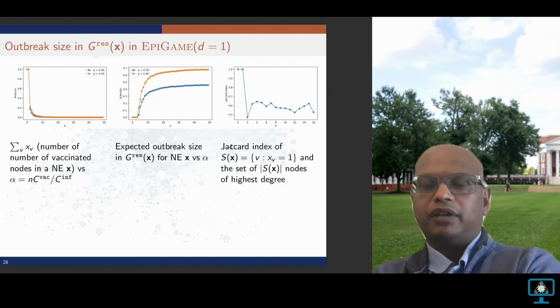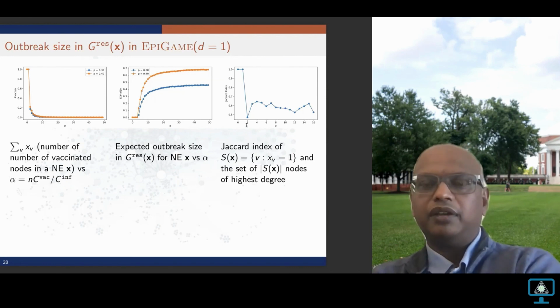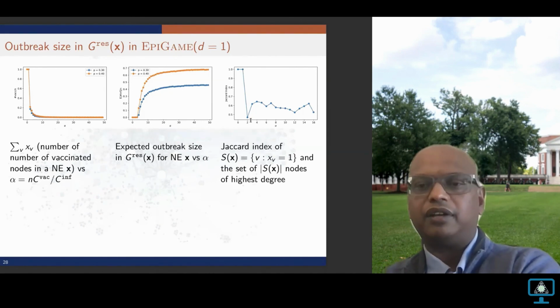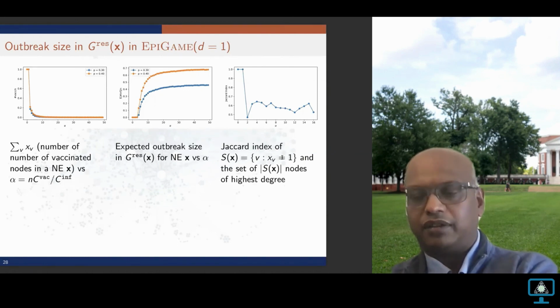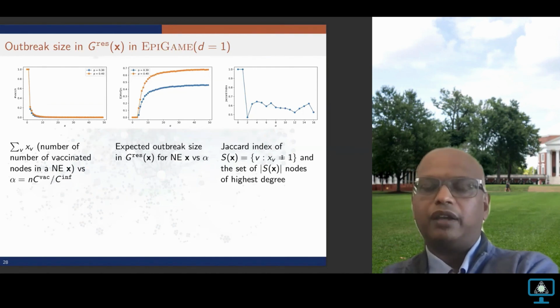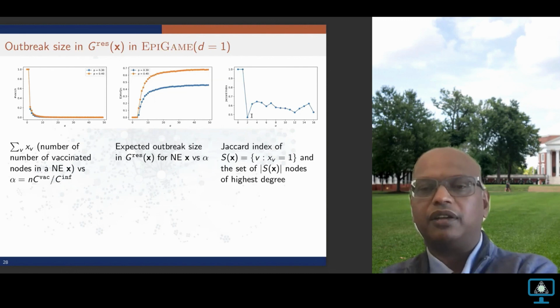So one question is, what kinds of nodes get picked up in the Nash, and specifically, are they all high degree nodes? And this plot shows that there are lots of high degree nodes which end up in the Nash, but they're not just that. So this is showing the Jaccard similarity of the set of nodes which get vaccinated in the Nash, and the set of the same number of high degree nodes. So the scale goes from like 0.5 to 1. So some fraction are picked up, but there are lots of other lower degree nodes as well.